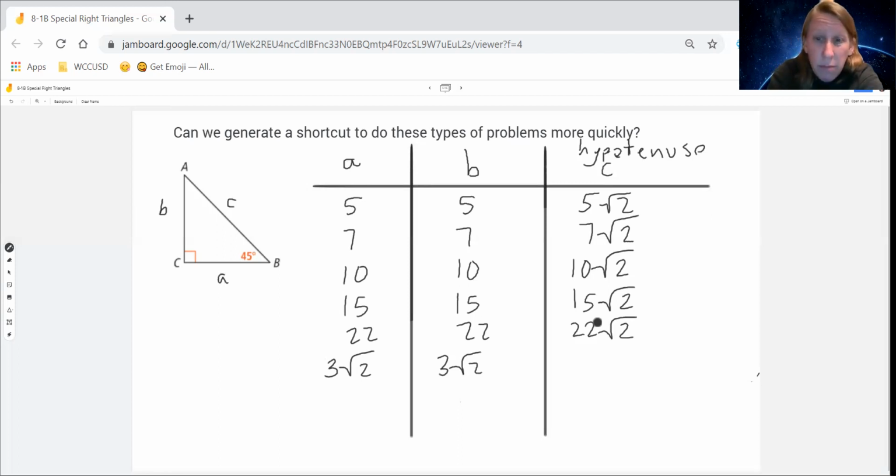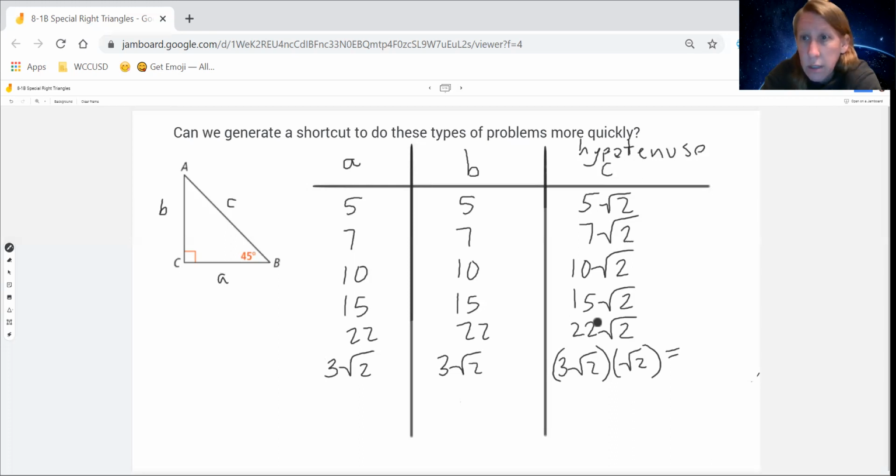Well, we would do the same thing. We would have the 3 times the square root of 2, and we would multiply it by the square root of 2. But then we wouldn't leave it like that. We would do some math here. Do you know what the square root of 2 times the square root of 2 is?